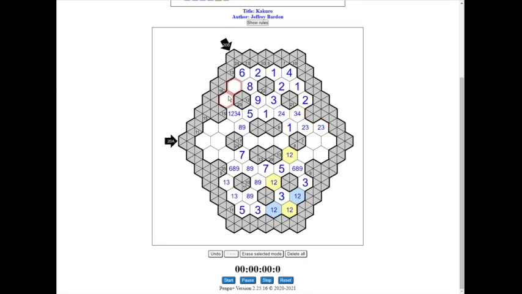This 13 is going to be either 2, 5 or 3, 4. We don't know which yet.